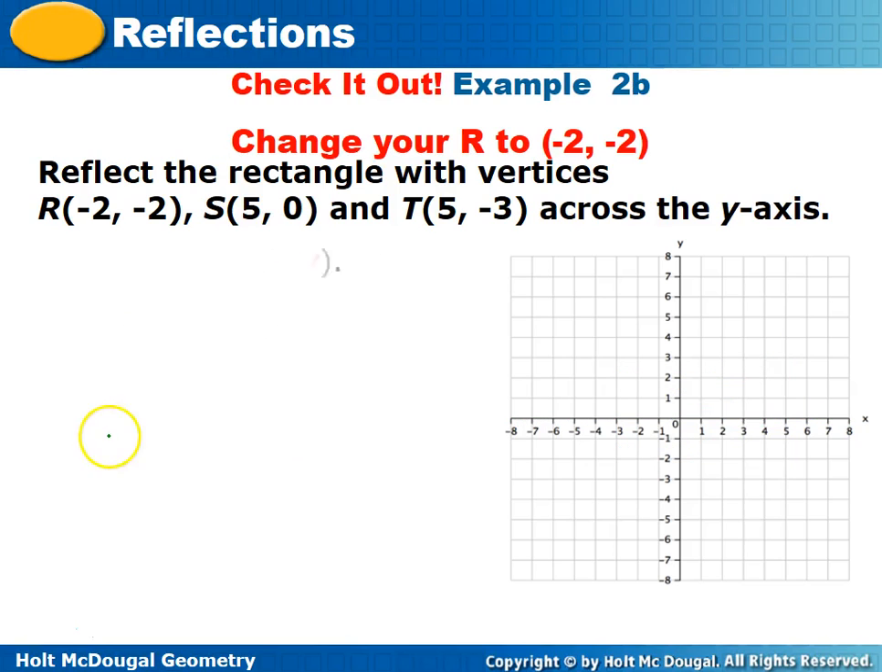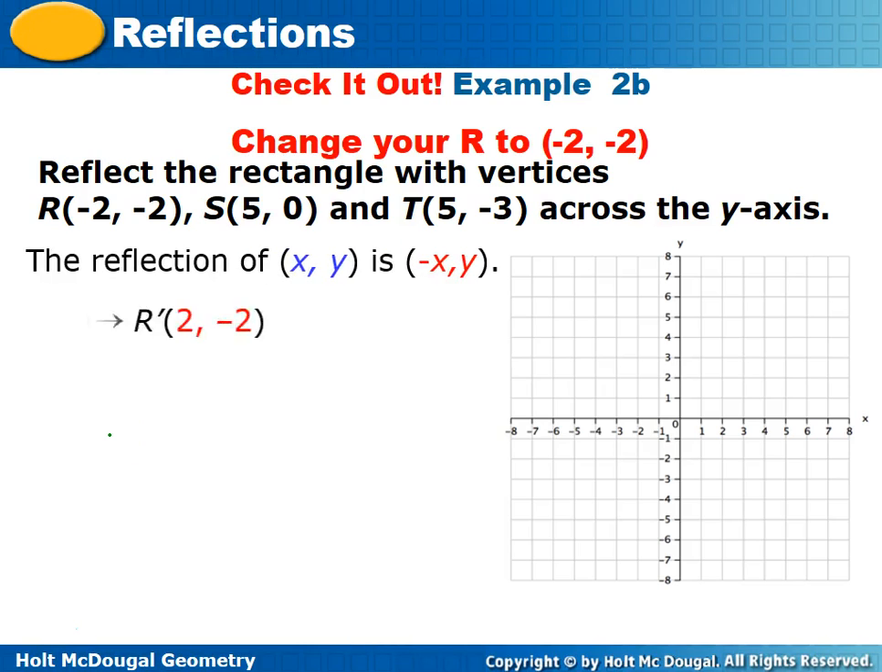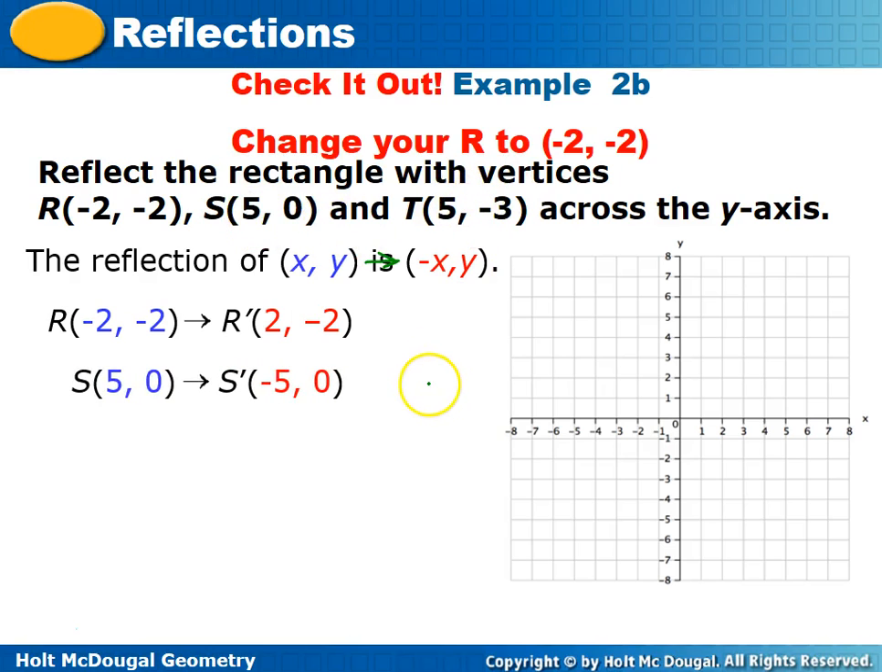This one, plot the points. And then, I didn't plot the points first, but here's our rule. Again, we're reflecting over the y-axis. So we're going to change all the values of x. That'll become positive 2, negative 5, and negative 5. Our y's stay the same.